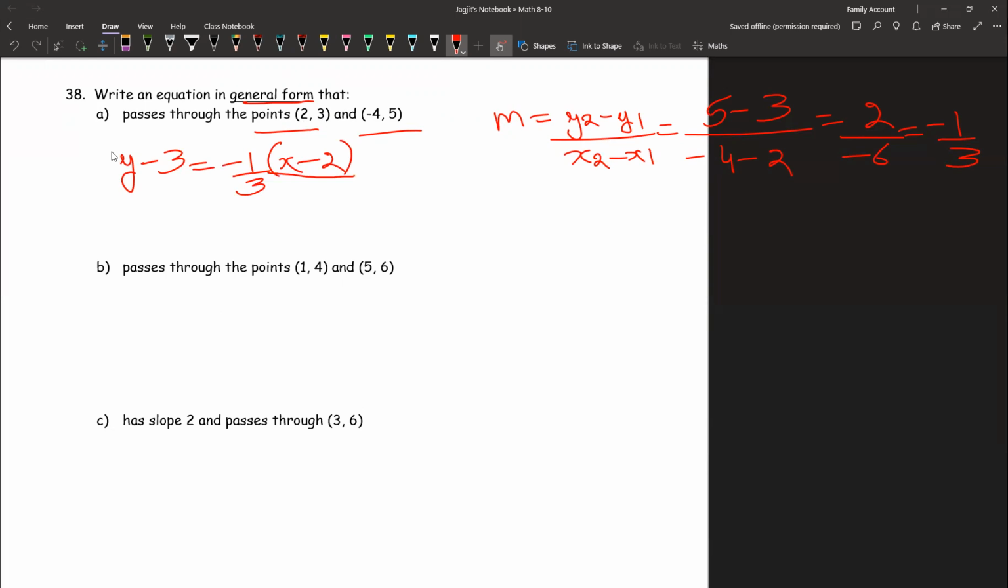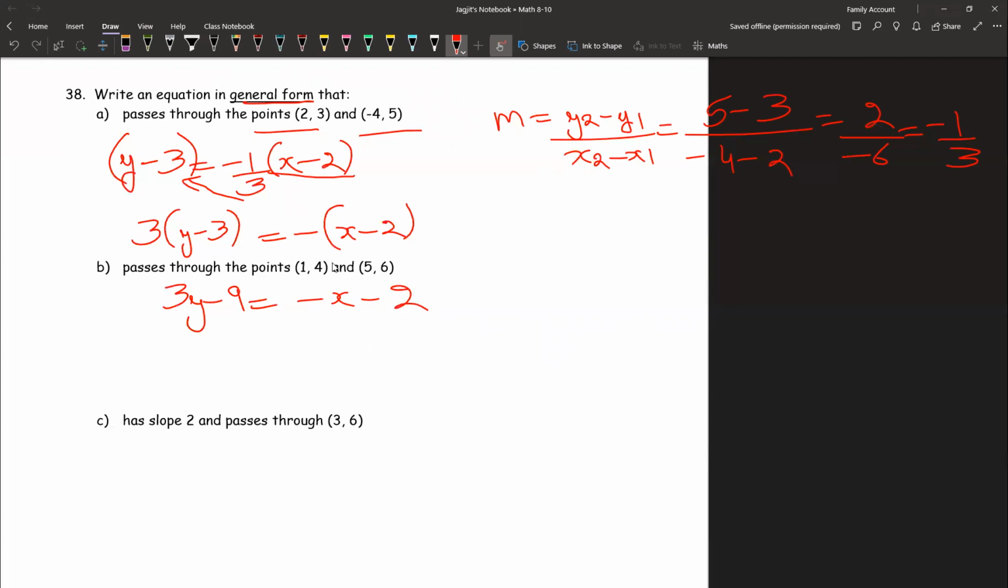First thing, you're going to cross multiply the 3. So you have 3 times y minus 3 is equal to minus x minus 2. FOIL it. You get 3y minus 9 is equal to minus x minus 2. Move the minus x and minus 2 to the other side. So we get x plus 3y, minus 9 plus 2 will give you minus 7, is equal to 0. That's what your equation in general form is. So you're going to first write it in slope-point form and then convert it to general form.